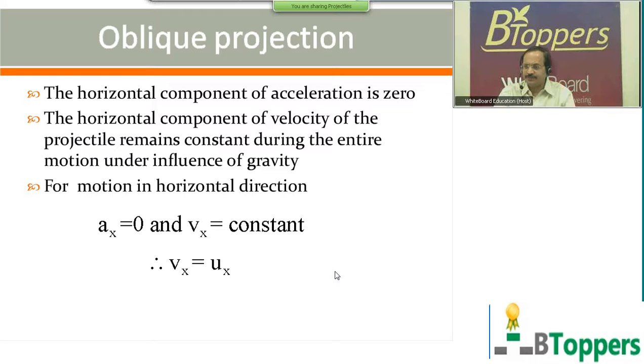So for motion in the horizontal direction, we can write ax equal to 0 and vx equal to constant. That means vx equal to ux. That means the horizontal component of velocity at a point P in the trajectory will be the same as the horizontal component of initial velocity at the point of projection. So we can write v cos alpha equal to u cos theta. This is equation number 1. I am numbering those equations which you need to remember. Here alpha is the angle which the velocity v bar makes with the horizontal. Those who want to copy the notes can take a pause and copy the notes now.